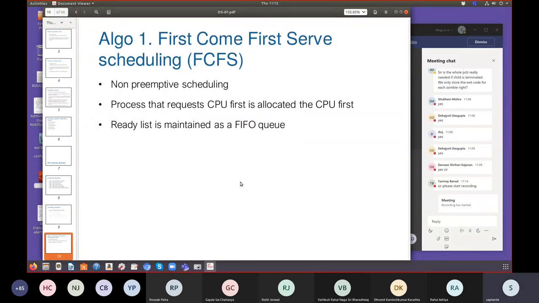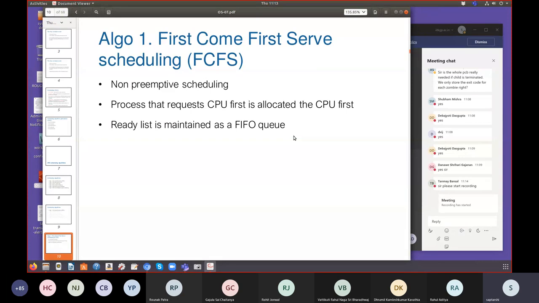As the name implies, this is very simple. It's a non-preemptive scheduling, and the process that requests the CPU first is allocated the CPU first, and the process is allowed to run until it voluntarily gives up the CPU. So that is why it is non-preemptive scheduling. In this very simple algorithm, the ready list is maintained as a FIFO queue. Whatever process comes is added to the end of the FIFO queue. First come first serve, non-preemptive.